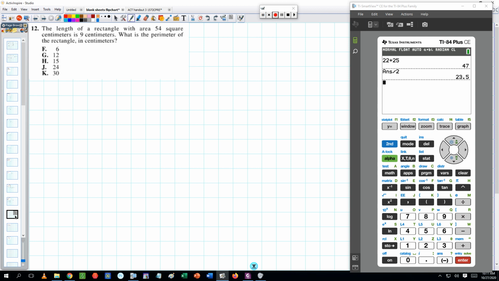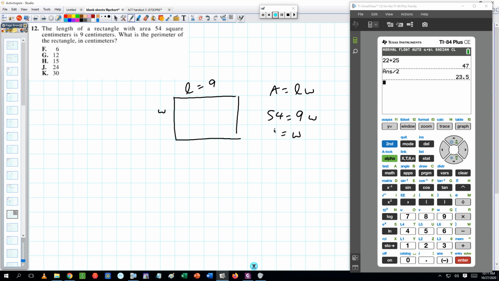The length of a rectangle with area 54. A rectangle has a length and a width, and together they make your area when you multiply. So our area is 54, the length is 9, so 54 is equal to 9 times our W, which means our W is 6. What is the perimeter? The perimeter is going to be all 4 of your sides added together. Your 2 9s, top and bottom, your 2 6s, left and right. 9 twice plus 6 twice. 30. Our answer is K.